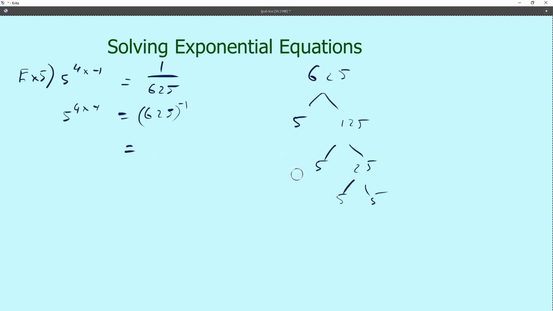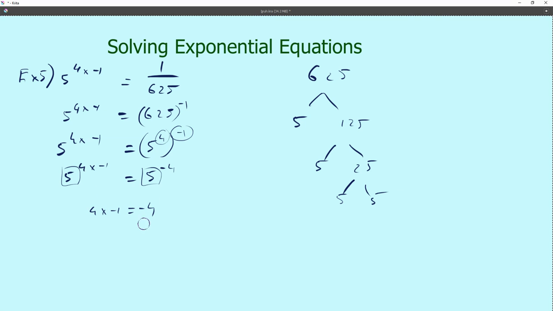And then I have 5 to the 4th power, and that's still to the -1, and here I have 5 to the 4x minus 1. So the bases can be the same now because it's just 5. But here, remember, multiply your exponents, so I have -4. So now the bases are the same. I can set the exponents to be the same. So 4x minus 1 is equal to -4. So 4x is equal to -3. x is equal to -3/4. All right?